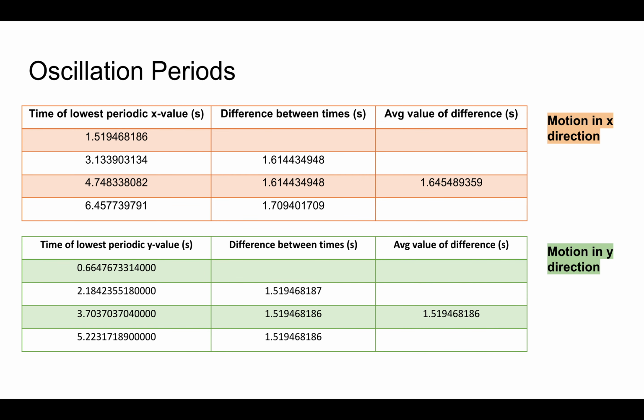Now the oscillation periods are found by taking the times of the lowest periodic x and y values, taking the difference between these times individually, so this is the difference between this, and so on, and then averaging these three gives us a period, and same with the y value.